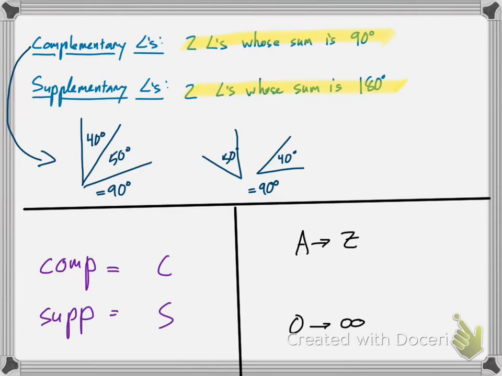Now, a way to remember that complementary is a sum of 90 and supplementary is a sum of 180, I have two different tricks. First, complementary starts with a C, supplementary starts with an S.